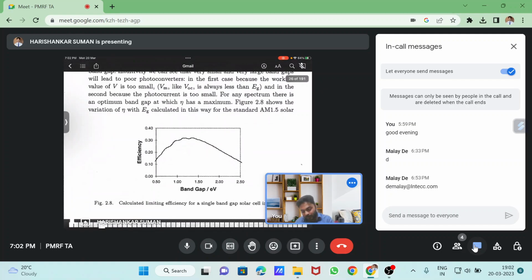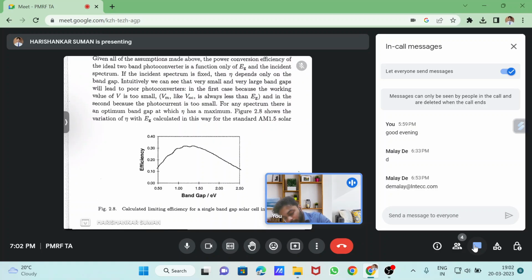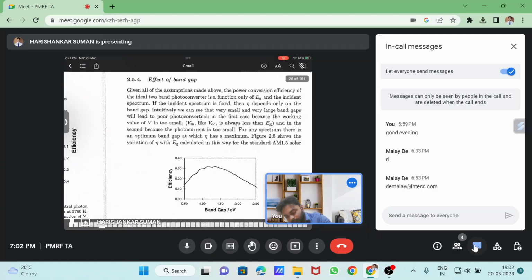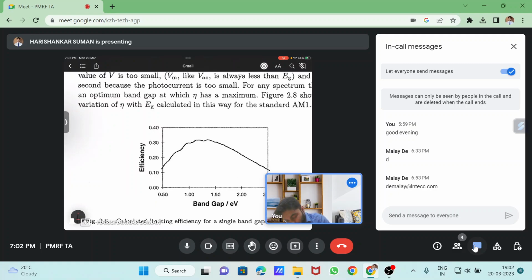This is the calculation related to the single junction band gap solar cell at the 1.5 Shockley-Queisser limit. You can see single junction cannot exceed maximum efficiency, 80%. Yeah, 80%. This is 1.5, this is 1, so it is around 1.13 or 1.4 maybe.